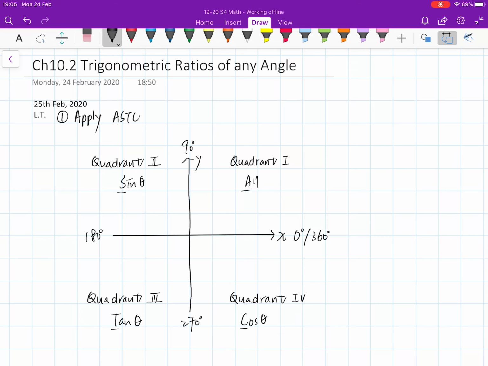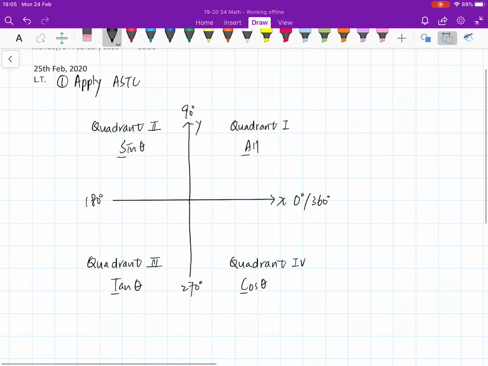Okay, and from yesterday's lesson, we have gone through several things. The first thing is, the XY axis separates the paper into 4 different areas, and they are called quadrant 1, quadrant 2, quadrant 3, and quadrant 4. Next, when it comes to angles, we know that the positive x-axis refers to 0 degrees, and then the positive y-axis refers to 90 degrees, and so on, 180 degrees, 270 degrees, and finally, when we come back to the positive x-axis, it refers to 360 degrees.